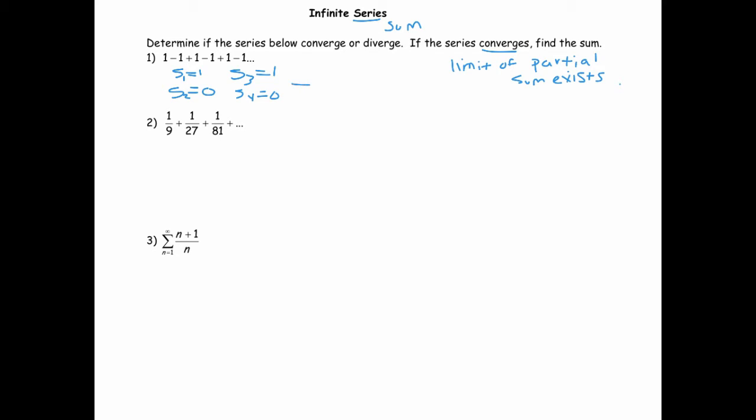So you can see that this generates a list of values, right? So S1 is 1, S2 is 0. This is a sequence that has no limit because it does not approach one value. So therefore this series diverges.